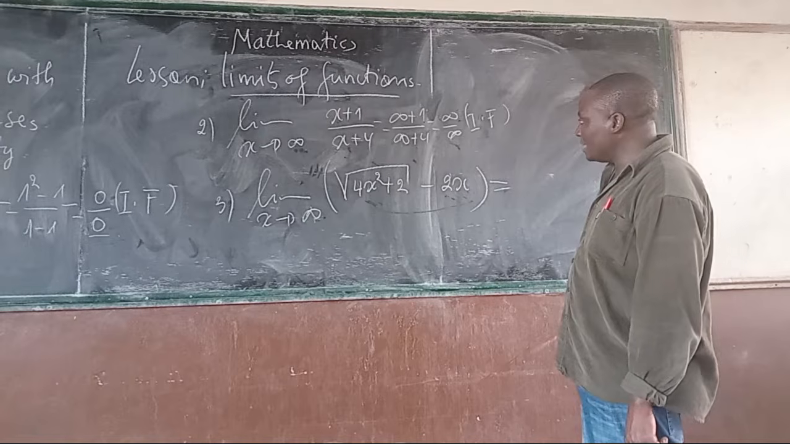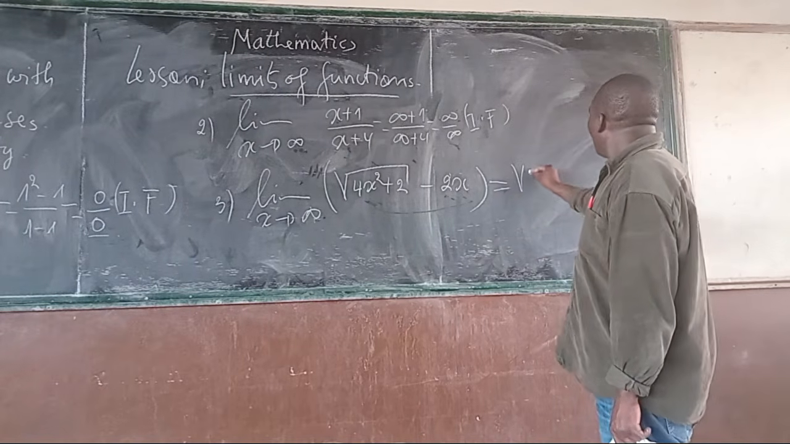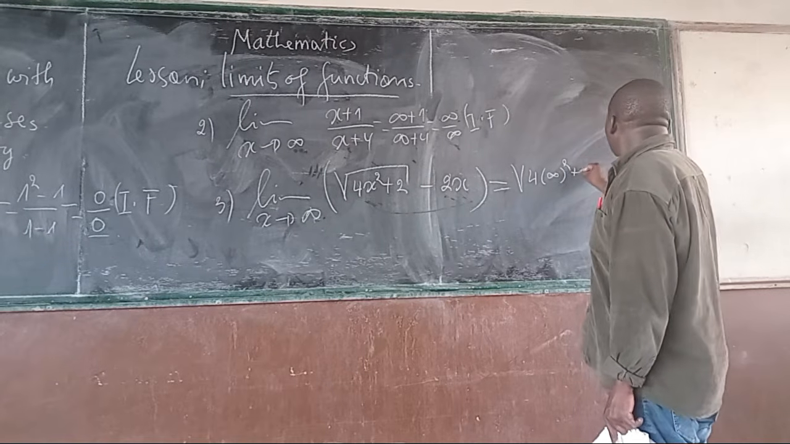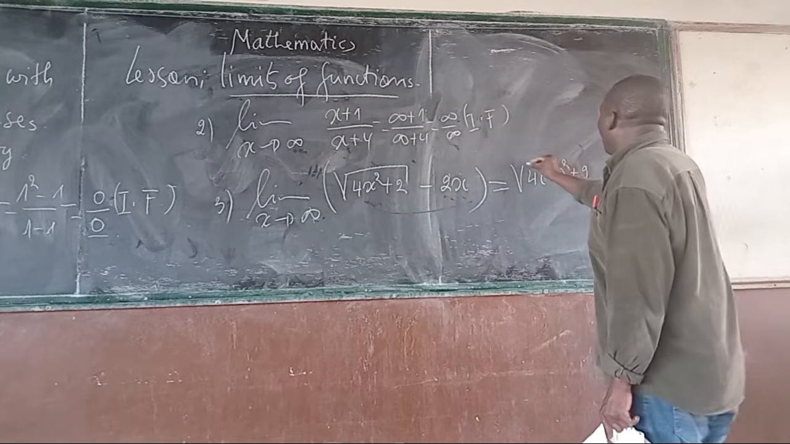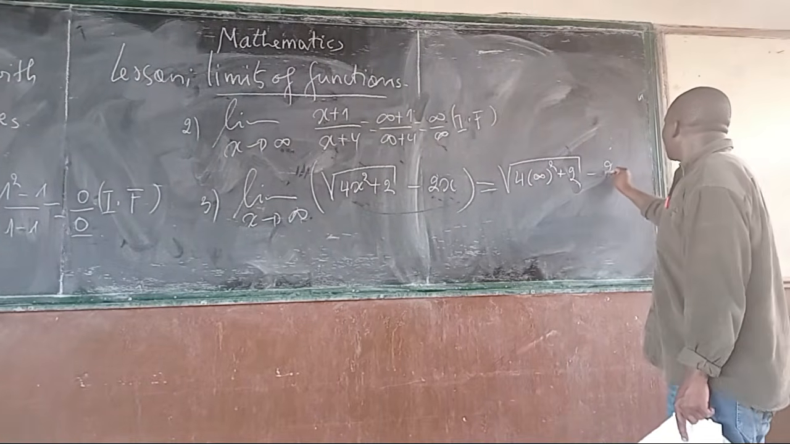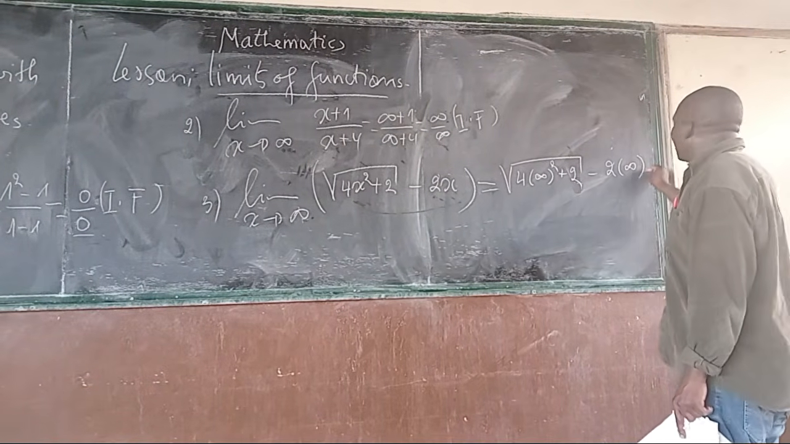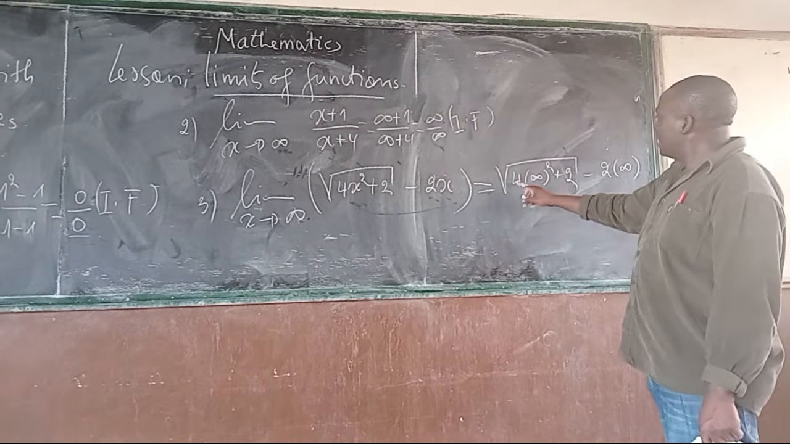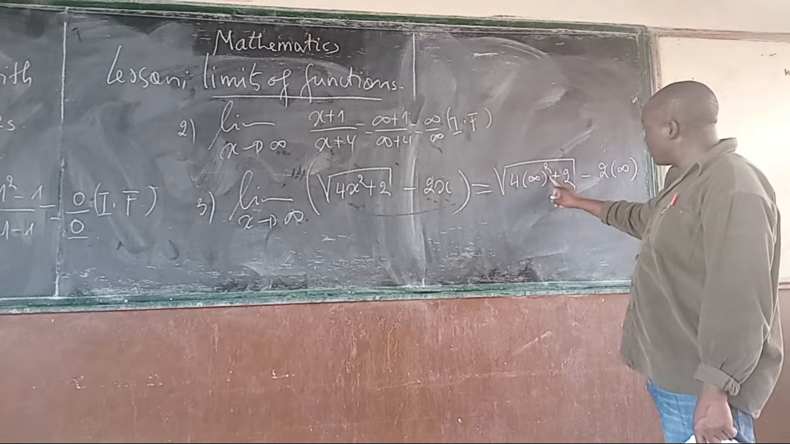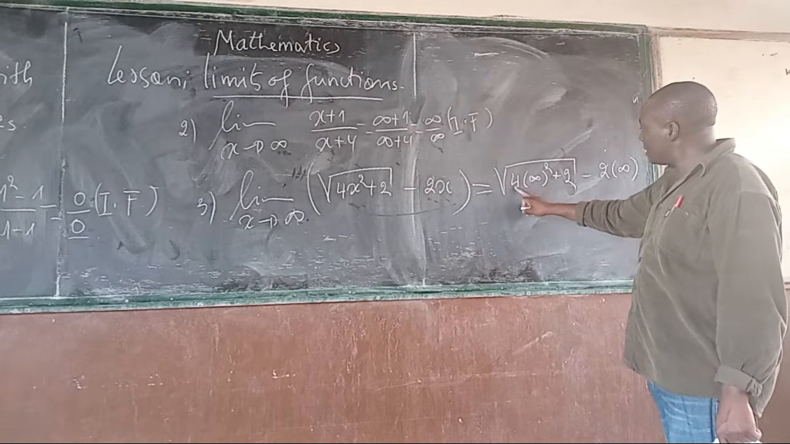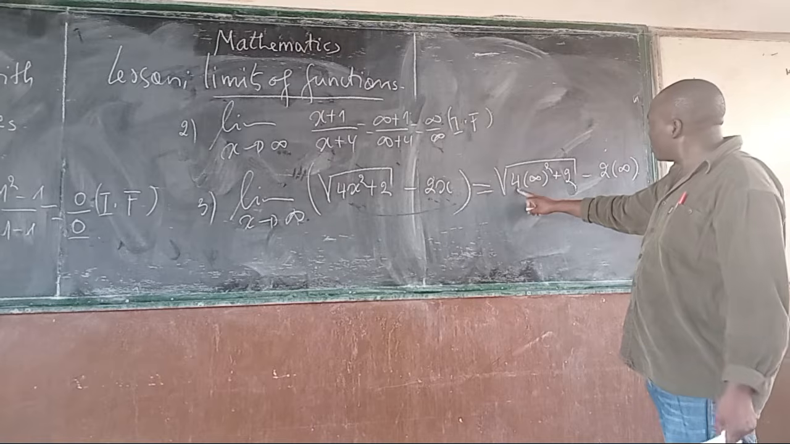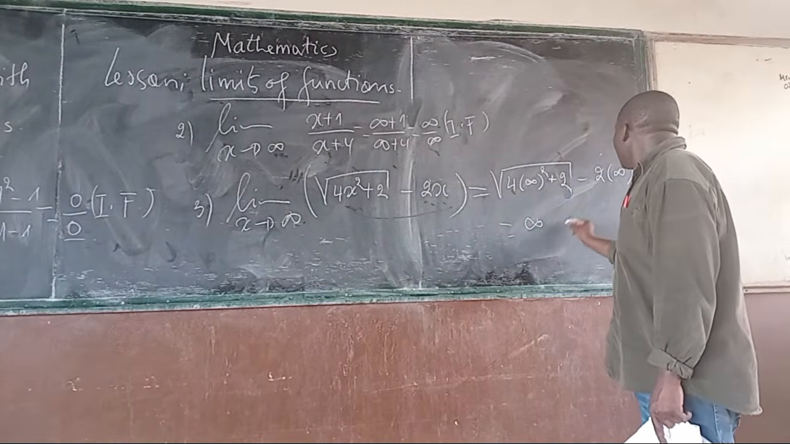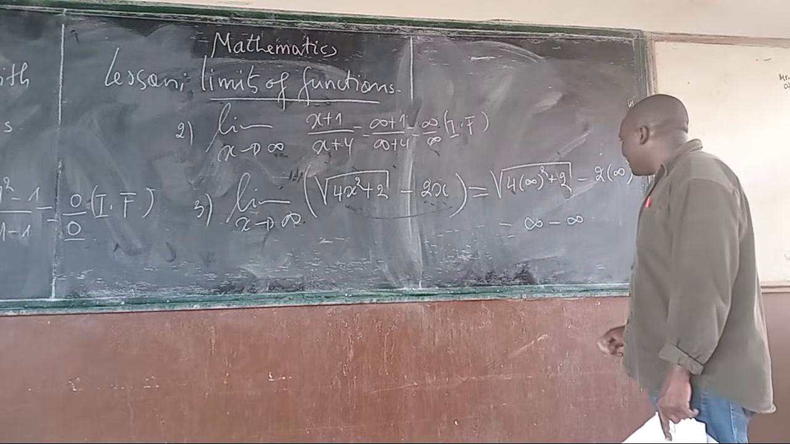Then to find the solution, you get the square root of 4 times infinity squared, plus 2, both under the square root, then minus 2 times infinity. As you see here, from the properties of infinity, a number times infinity squared is equal to infinity, and infinity times a number 4 is equal to infinity. Again, infinity plus 2 still remains infinity, minus another infinity here.